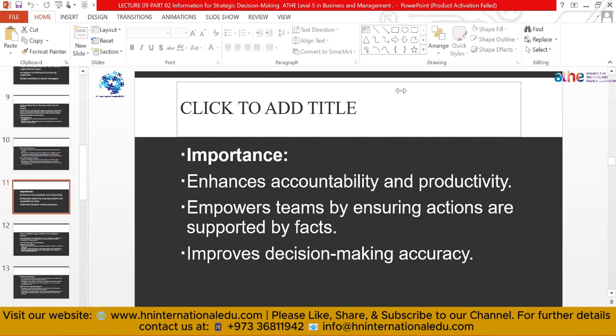Significance: enhances accountability and productivity. That is, you're accountable for your acts, and definitely you're going to be efficient, productive too. Empower teams by ensuring actions are supported by the facts. Everything is factual, based on the evidence. It improves decision-making accuracy. When you know the true grounds and facts, then definitely the decisions are going to be accurate and the results are also going to be phenomenal.